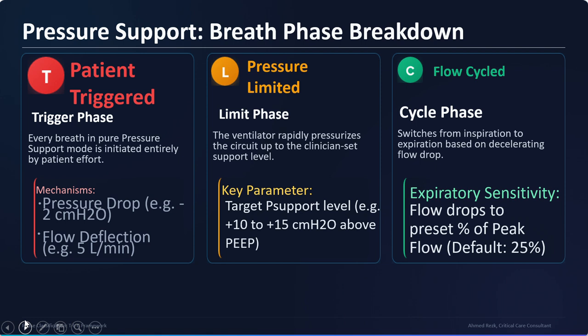The trigger mechanism: pressure drop of -2 centimeters of water, or flow deflection of less than 5 liters per minute. Pressure limit phase: in the limit phase, you set your pressure support at positive 10 or positive 15 above PEEP, and it is flow cycled. Here is expiratory sensitivity, which is a percentage. If the flow decreases to 25%, the patient cycles into expiration.